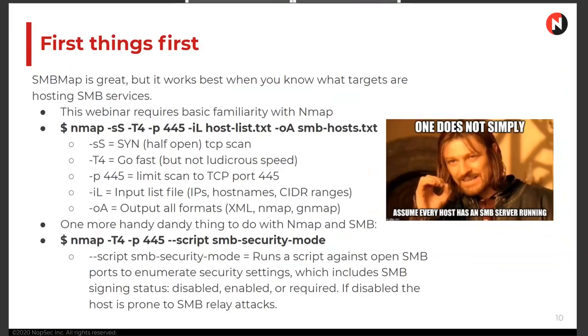The one other handy thing you can do with Nmap that is related to SMB and some of the attacks that we referenced in the other tools, specifically Responder and NTLM RelayX, is identify hosts that have SMB signing disabled. And you can do that with the SMB security mode script. So I'm not going to beat a dead horse. That's the syntax for identifying hosts in your environment with Nmap. So that'll get you the list of IPs that actually host SMB services.